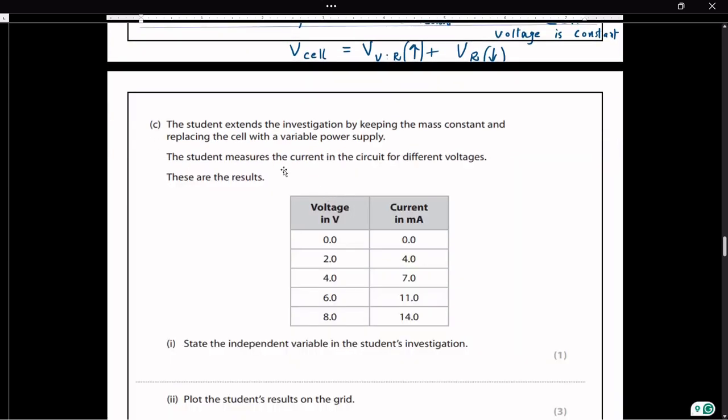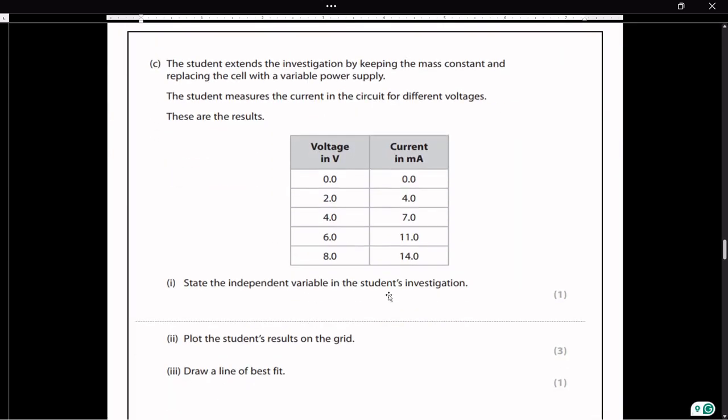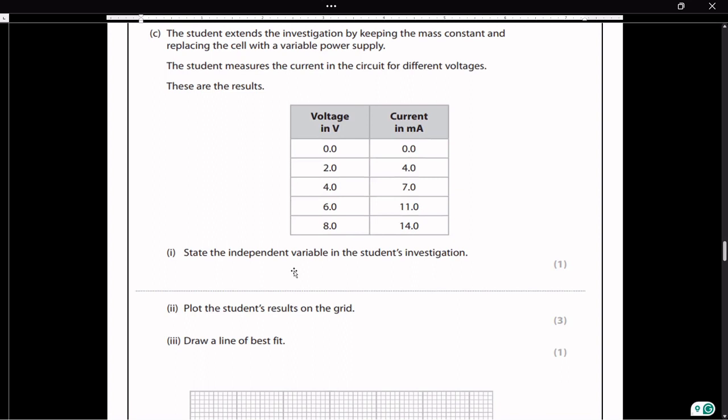Now let us see the next part of the question. I think this is a graph. They measured the current for different voltages, so the values are tabulated here. State the independent variable in the student's investigation. The independent variable, as you know, is the variable that we control. It's not the control variable. Control variable means the one we are keeping fixed.